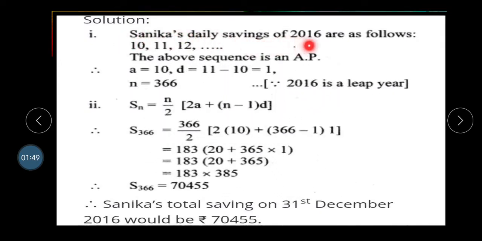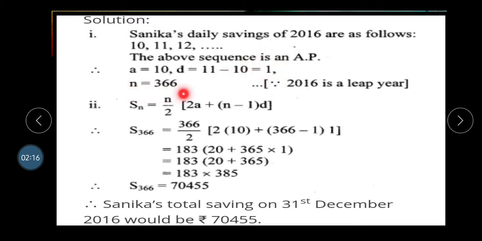Sanika's daily savings of 2016 are as follows: 10, 11, 12 and so on. The above sequence is an AP. Here the first term is 10, so a is 10. The difference, that is 11 minus 10, is 1. 12 minus 11 is 1. So the difference is 1.